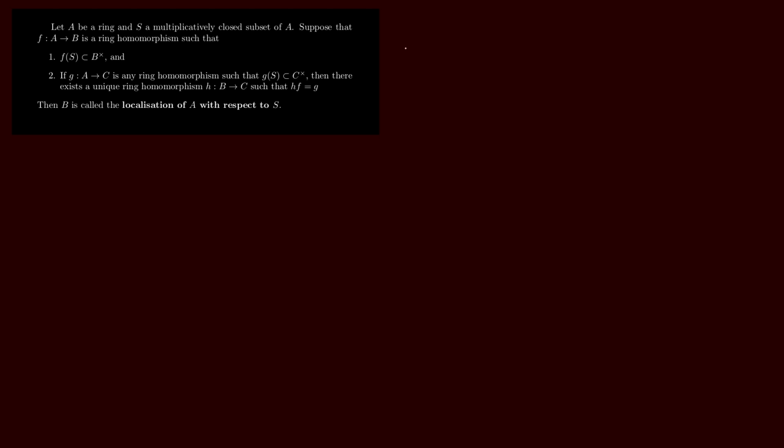But before we get into the definition, let's just quickly review what we mean by this set that we're localizing about, this multiplicatively closed subset of A. So S is multiplicatively closed if it's closed under multiplication. And we also require that the multiplicative identity is contained in the set S. This is the set that we're localizing about.